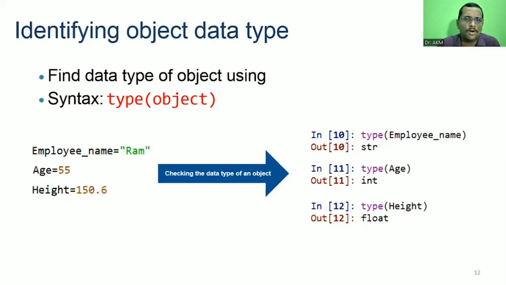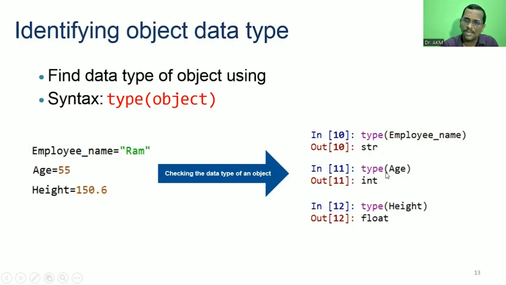So how do we identify the data type of an object? For example, if you have assigned employee name equal to Ram, age equal to 55, and height equal to 150.6, you need not specify the data type of each variable, as we discussed earlier. It's automatically understood by the programming language. If you want to know the type of the variable employee_name, you simply use the keyword type, and in brackets give the variable name employee_name. It returns str. So now you understand that employee_name is a variable of string data type.